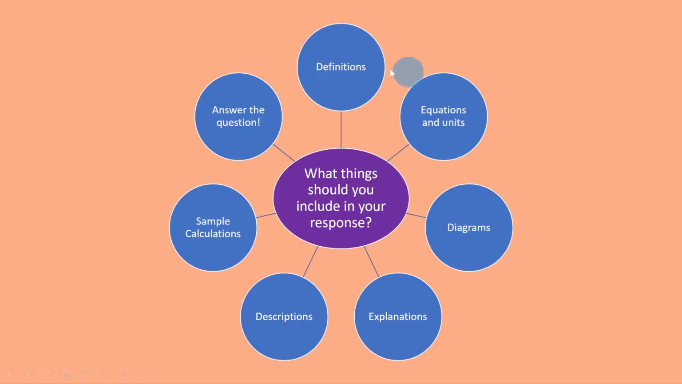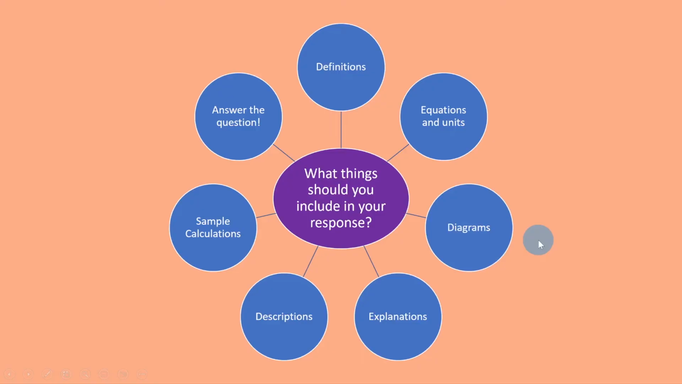What else could you include? Well, you could include equations and units. So for example, if the question was about capacitance, then you could include the equation relating capacitance, charge and potential difference. Or if it was about speed, distance, time, then you could include the equation d equals vt, and you could say what the symbols represent. So d is distance, v is speed, and t is time, and you could say what the units are for each of those variables, because that way you're showing your understanding.